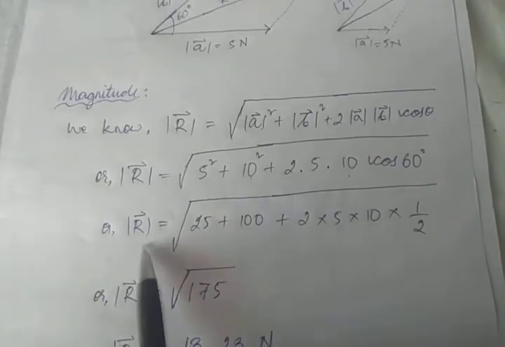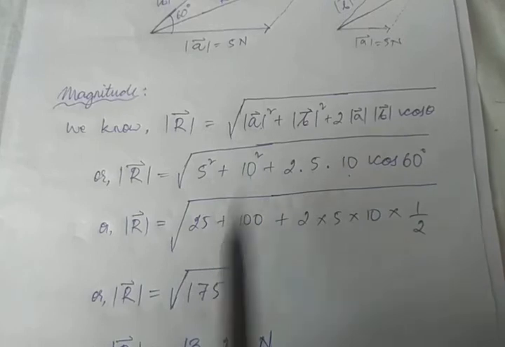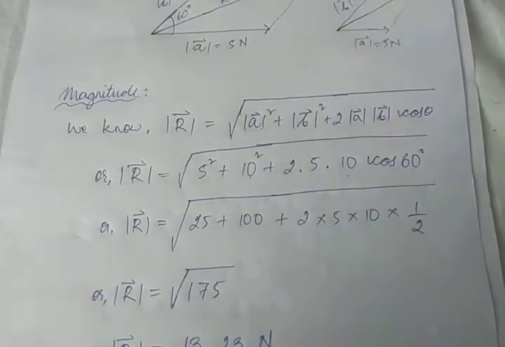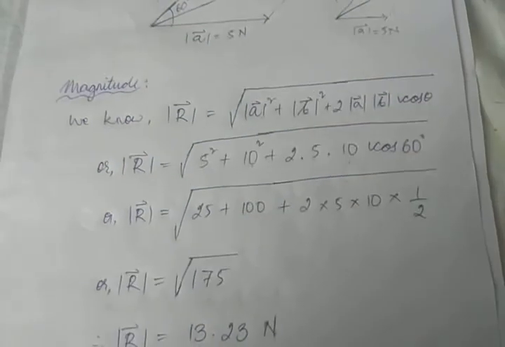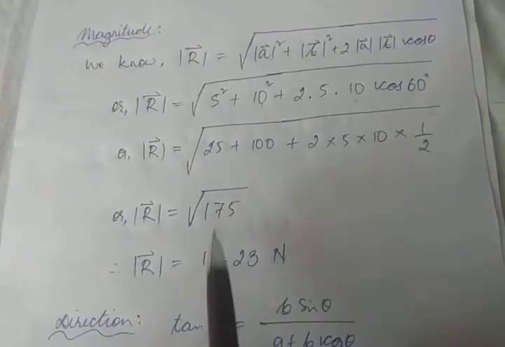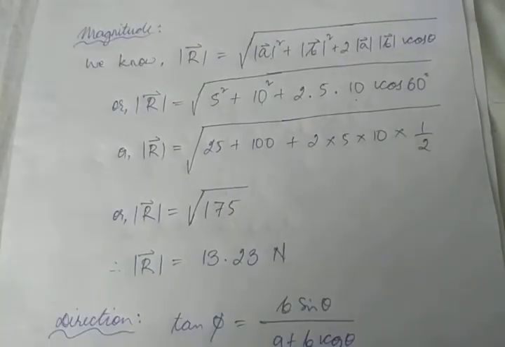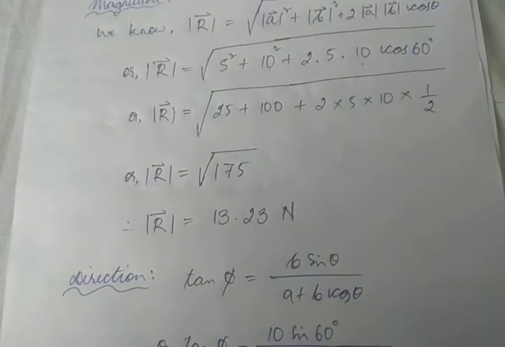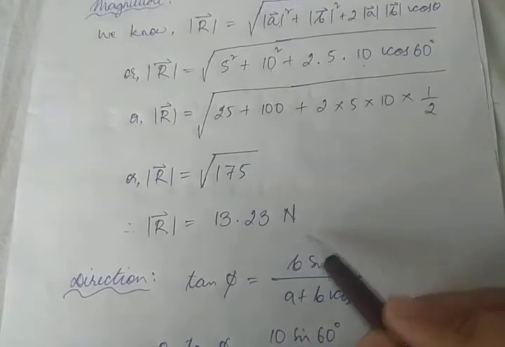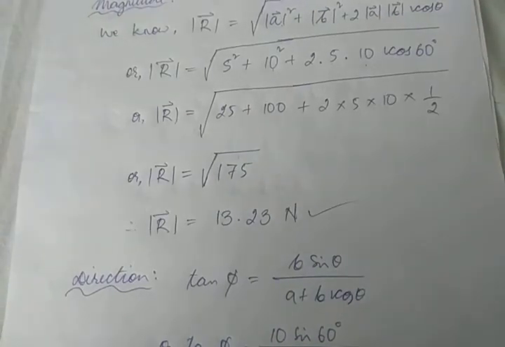So modulus of r is what? 25 plus 100 plus 2 into 5 into 10 into cos 60, which is half. You should know these values. Simplifying, we get square root of 175. For square root of 175, you are free to use a calculator; you have to use a scientific calculator. So modulus of R is 13.23 Newton. This is the magnitude of the resultant vector, remember that.